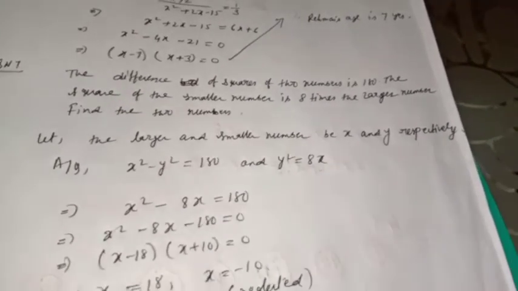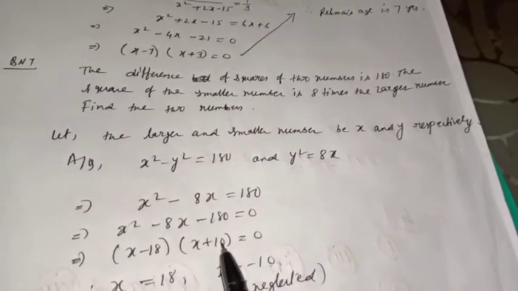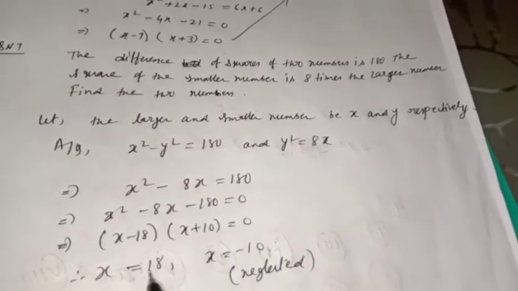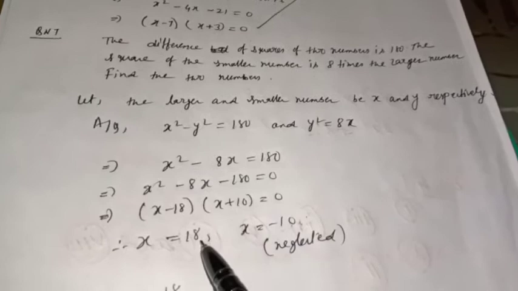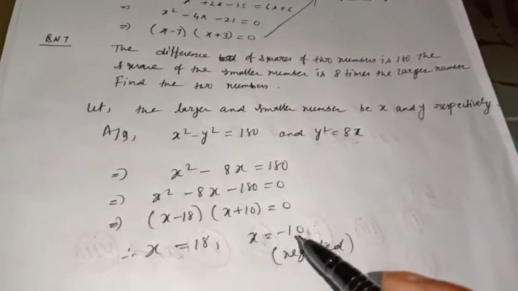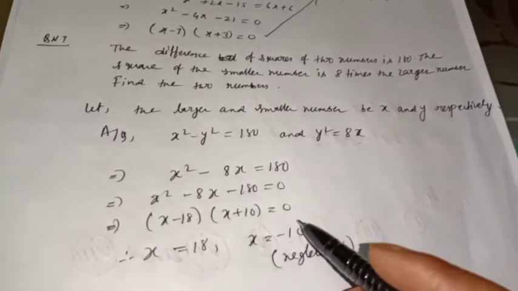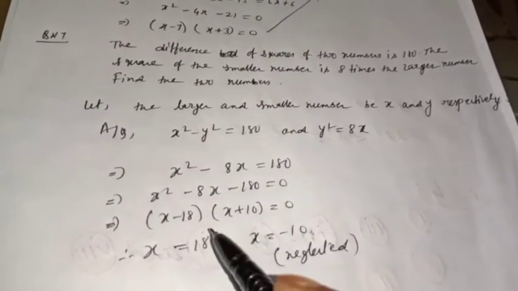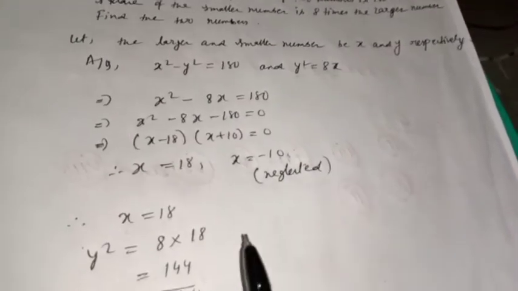If you factorize it, then you will get this one, x minus 18, x plus 10. I already know this. So x equal to 18, x equal to minus 10. Now see, you are getting the value of x as 18 and minus 10. Here x is the greater number, the larger number. So minus 10 and 18, which one will you choose? Obviously 18. So minus 10 is neglected. It's not possible. So x equal to 18.